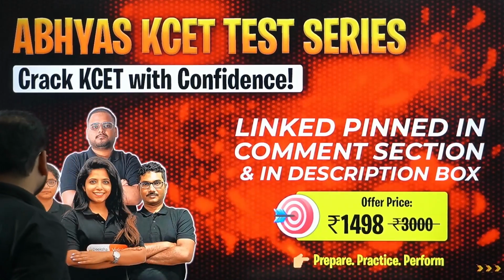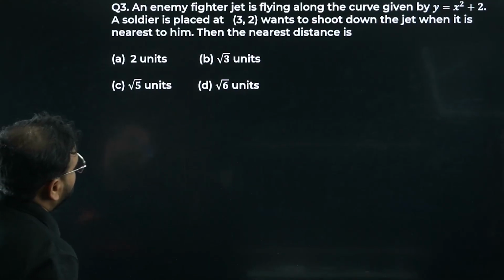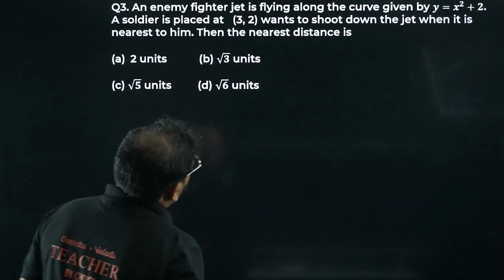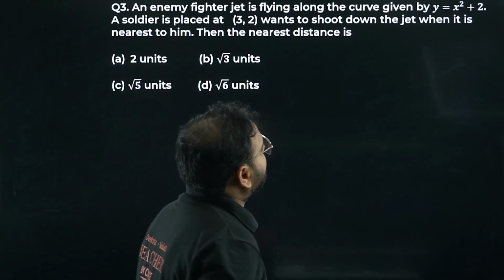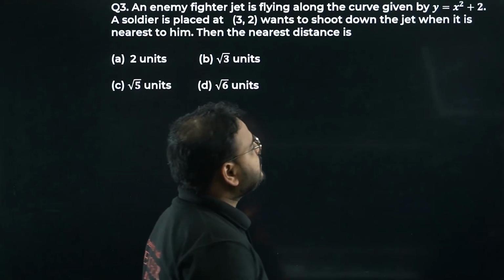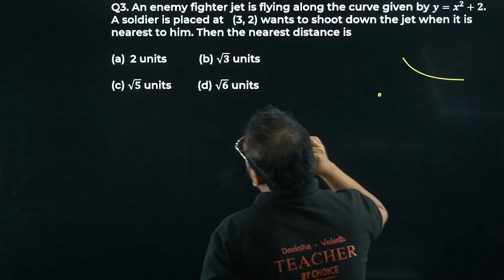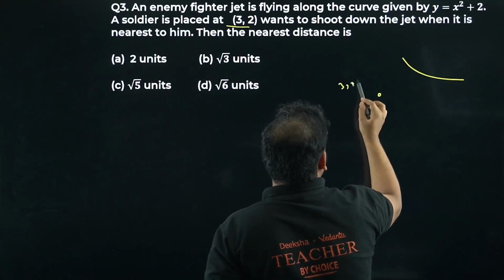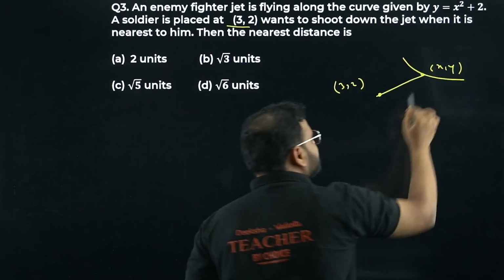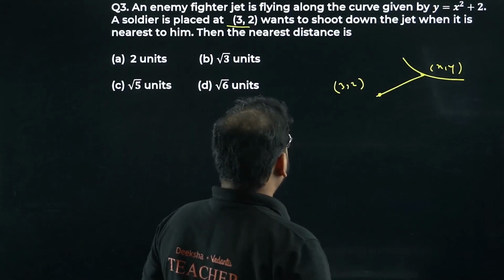Let's move on now. We have question number 3. Please check. An enemy fighter jet is flying along the curve, and a soldier is placed at the point (3, 2). He wants to shoot down the jet when it is nearest to him. There's a curve somewhere and he's somewhere here. Take some point (x, y) on the curve. Whenever this distance is minimum, the person has to fire and shoot down the jet.